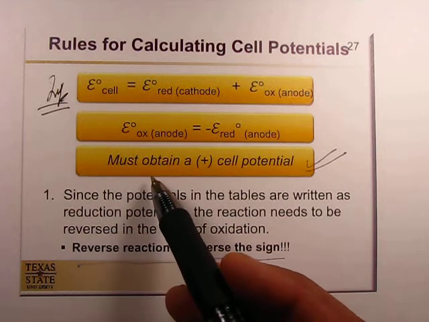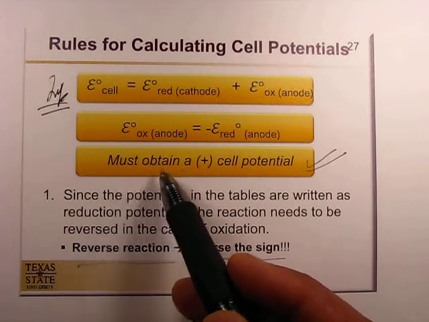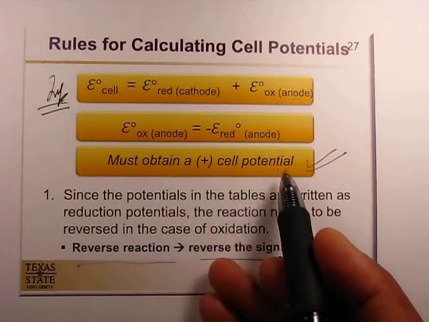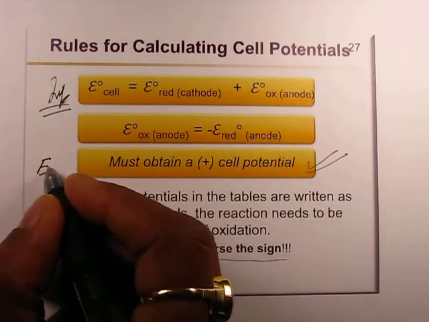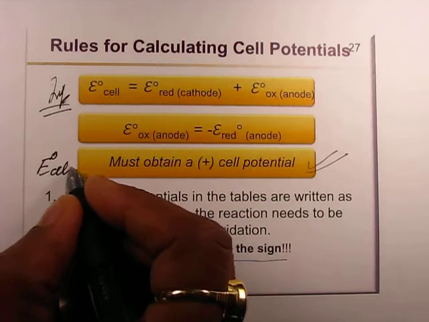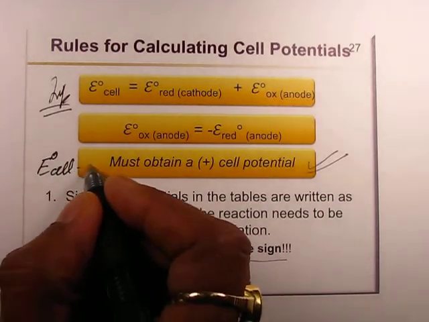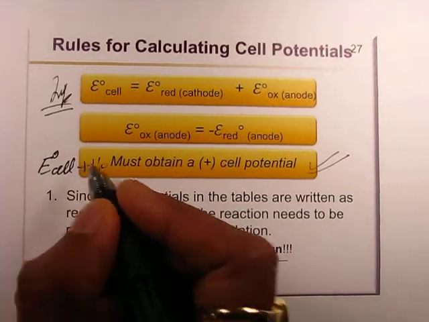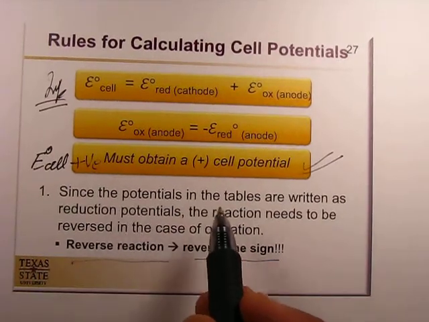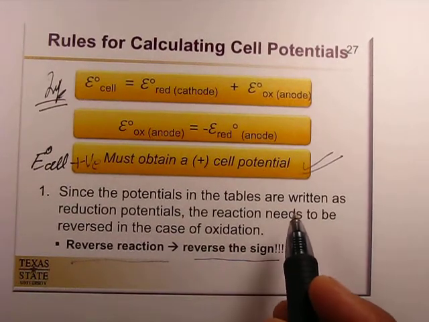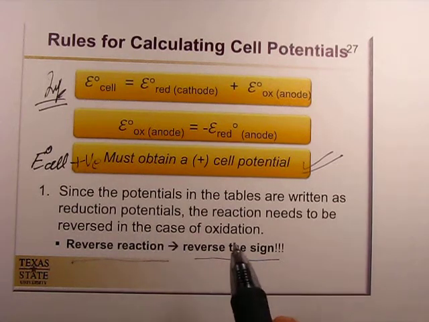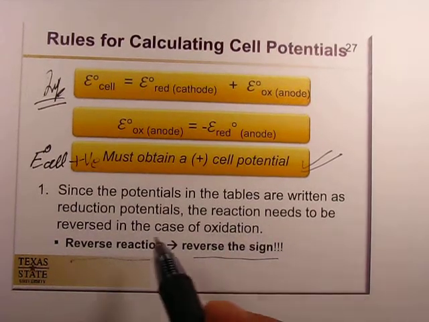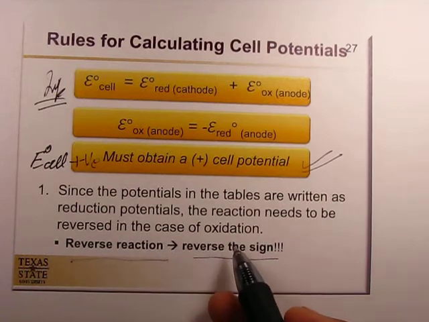And the most important thing is that we must obtain a positive E cell potential. It means the final E cell must be positive, since the potentials in the table are written as reduction potentials. The reaction needs to be reversed in the case of oxidation.